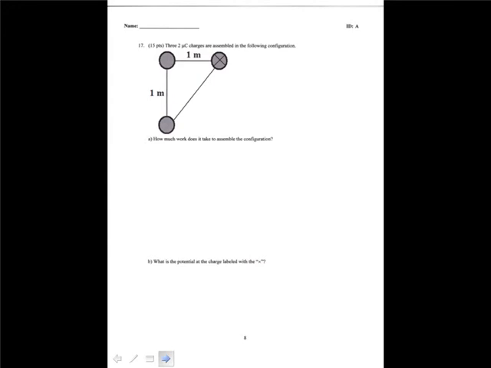Three 2 microcoulomb charges are assembled in the following configuration. How much work does it take to assemble the configuration? Well, let's see. We'll call this particle 1, this particle 2, and this particle 3. To put in place particle 1, I'll call this W1, is equal to 0. The work is equal to Q times delta V, but if I'm just bringing in this first charge, there are no other charges to provide a change in potential. So delta V is equal to 0.